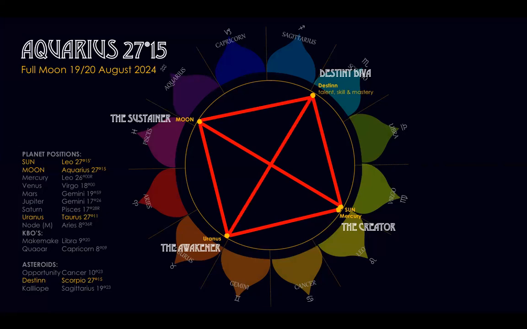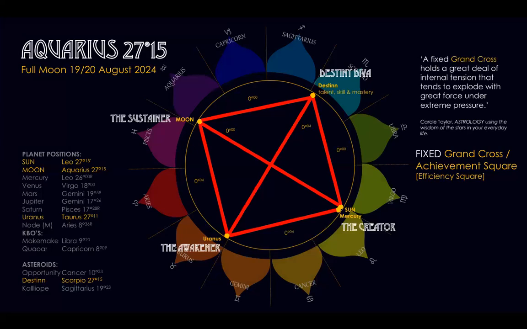So this is a very strong grand cross. It's a fixed grand cross because it connects all the fixed signs in the zodiac. I've just highlighted the tightness with the orbs. The fixed grand cross holds a great deal of internal tension that tends to explode with great force under extreme pressure. So, as this kind of indicates with the red energy and activating energy.